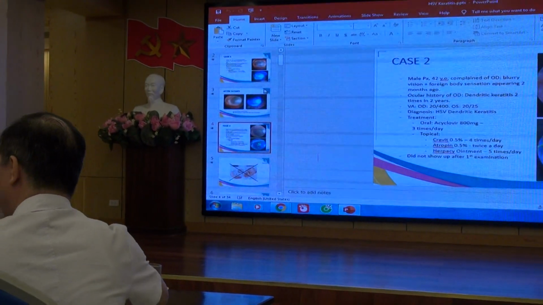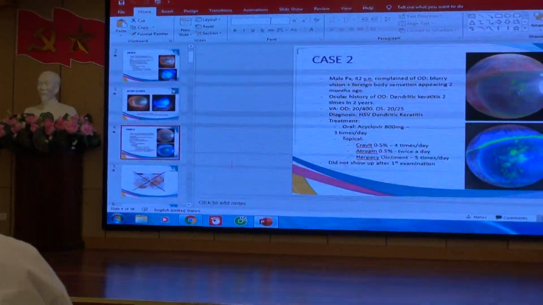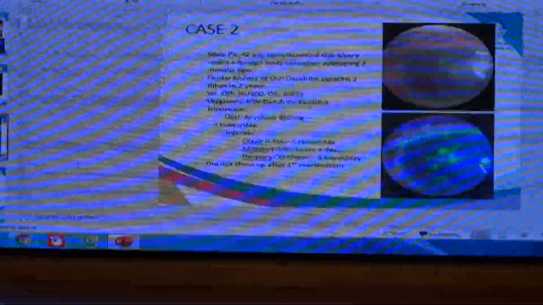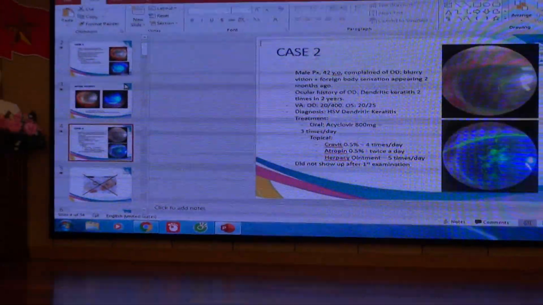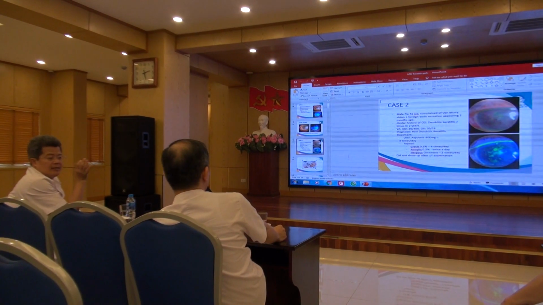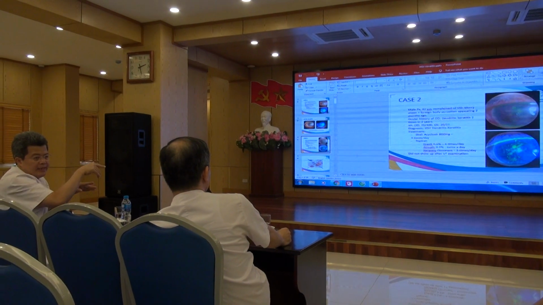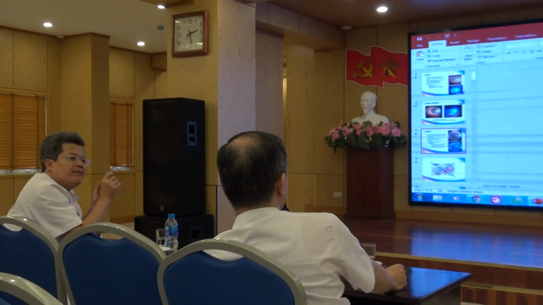So what do you think? Is this a typical dendritic ulcer, a complete one? I don't think so. How about Professor Dong? It's quite difficult to say because there are other clinical pictures that look similar, especially a neurotrophic corneal ulcer at the end stage, and in some patients who have endothelial decompensation, you can also see a picture like that. So typically, no, it's not typical.